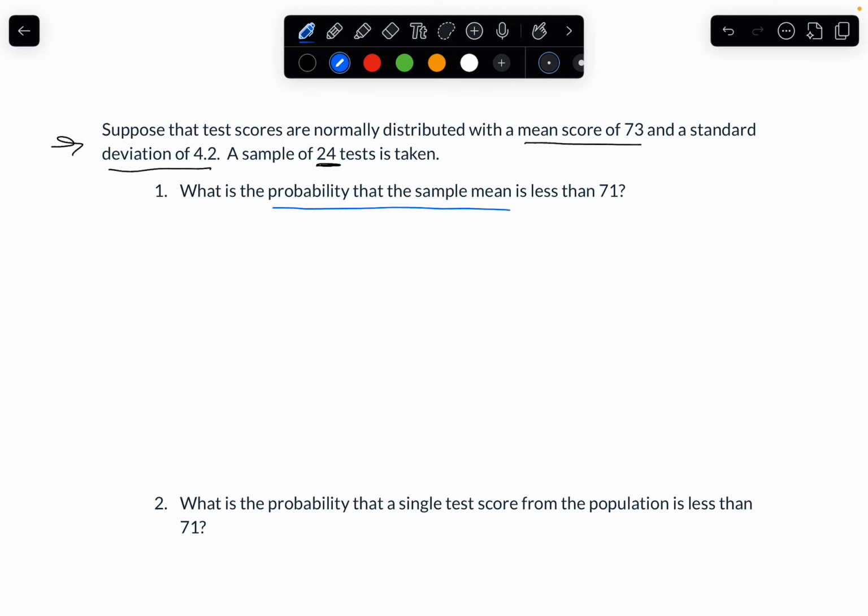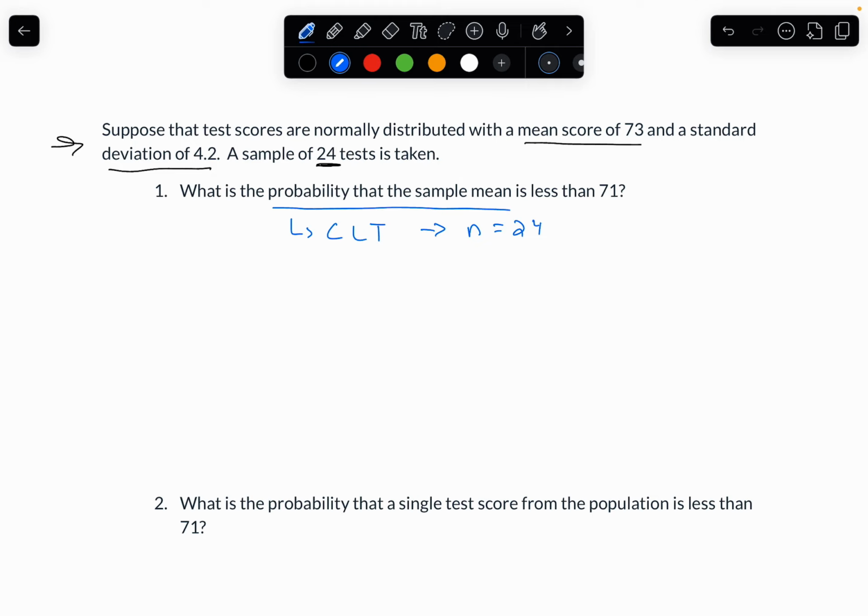This means we're going to have to use the central limit theorem because we're talking about the probability of our sample mean. Now, this looks initially like kind of a problem because for the central limit theorem, we want n greater than or equal to 30. And in this case, n is only 24. So let me write this down: n is equal to 24. That's not greater than or equal to 30. This seems like kind of a problem for us.